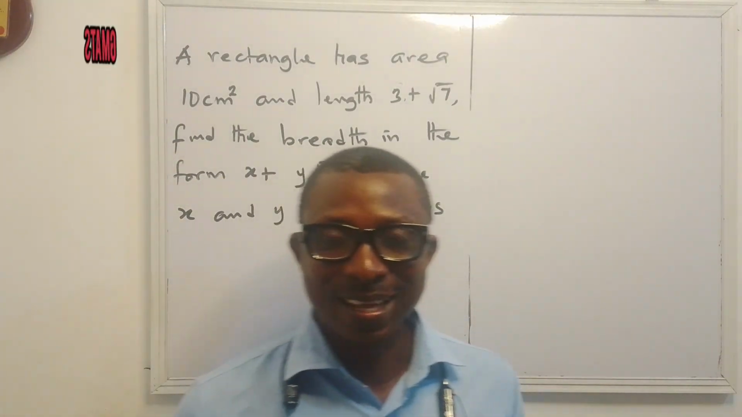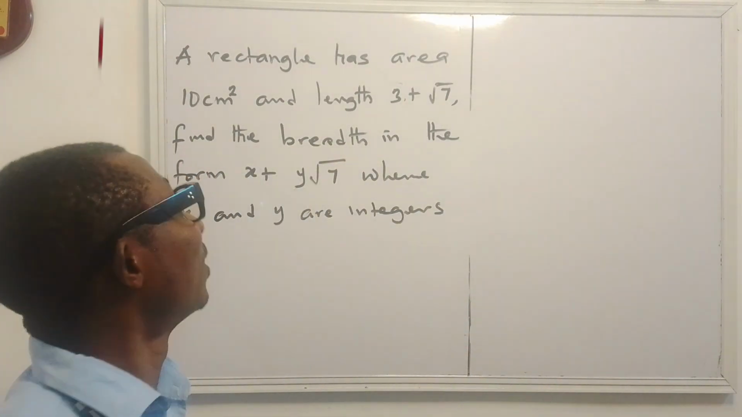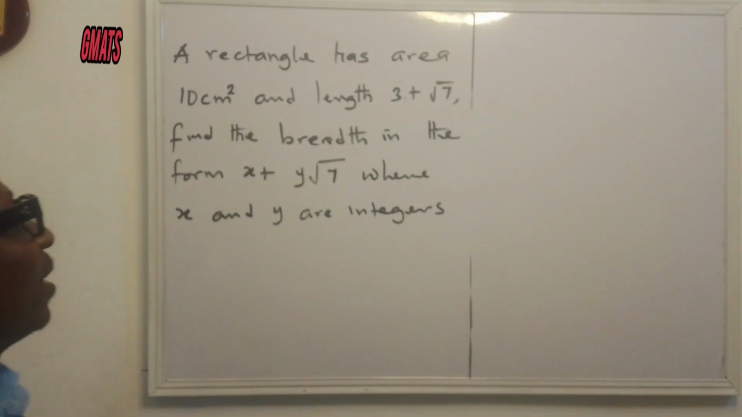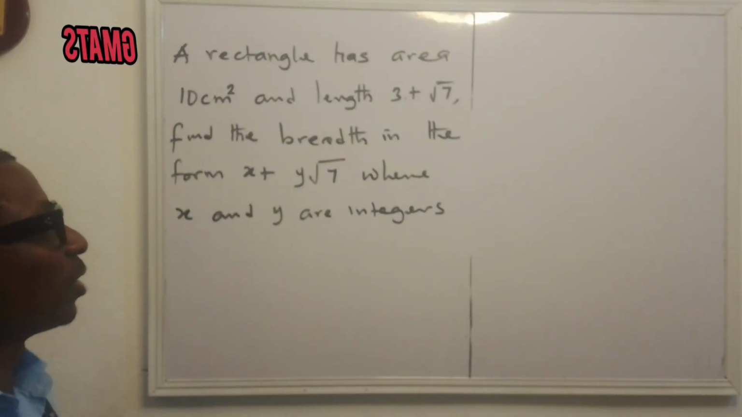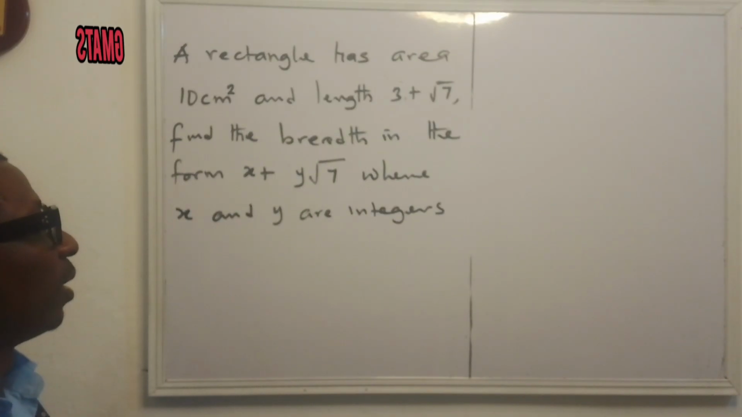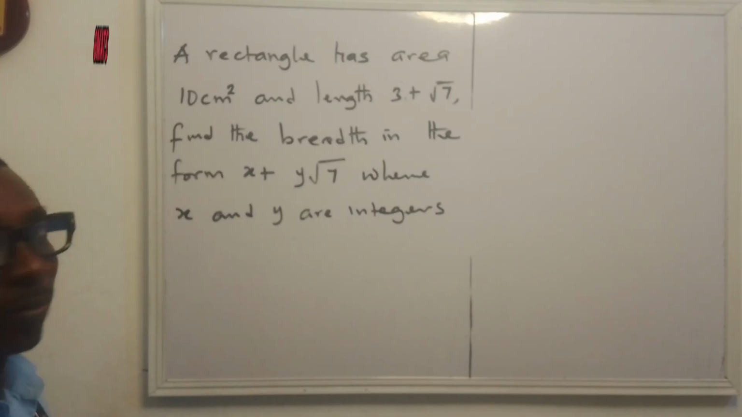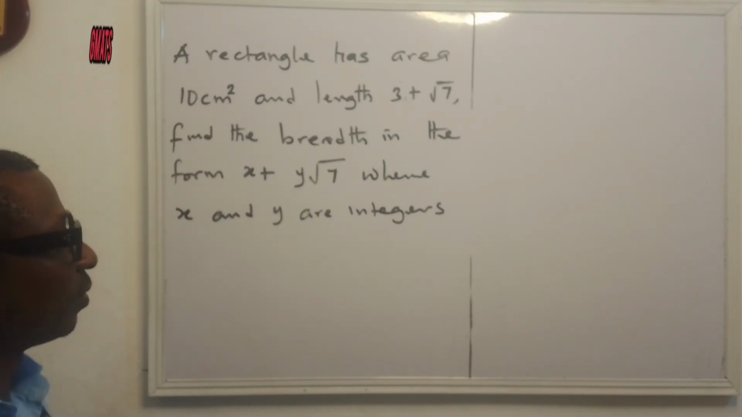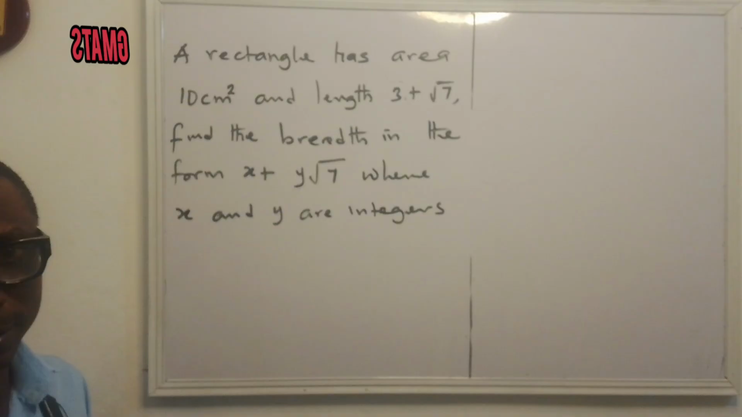Hello. All right, let's look at this problem. A rectangle has area 10 centimeters square and length 3 plus square root of 7. Find the breadth in the form x plus y square root of 7, where x and y are integers.